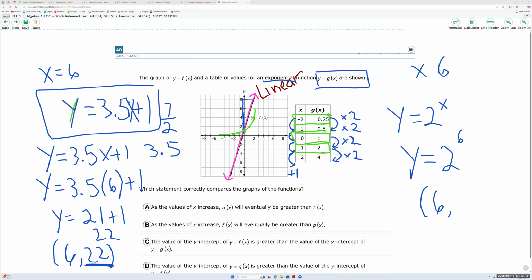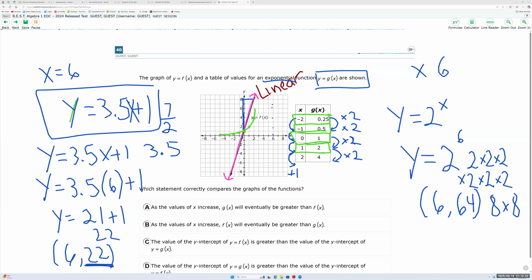2 to the 6th power is 2 times 2 times 2, which is 8, times 2 times 2 times 2, which is another 8. So I have 8 times 8, which is 64. So you see the exponential function, because you're multiplying, will eventually rise faster than the linear. So when 6, 22 for the pink, the green curve is going to be 6 and 64.